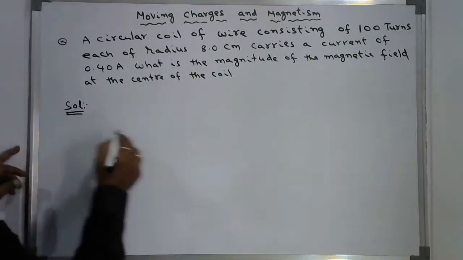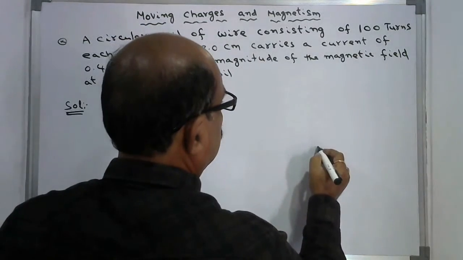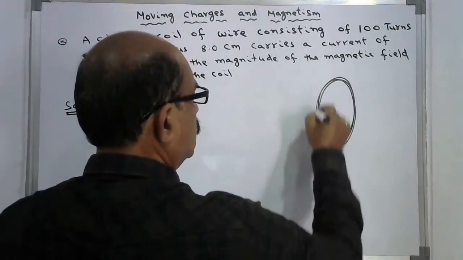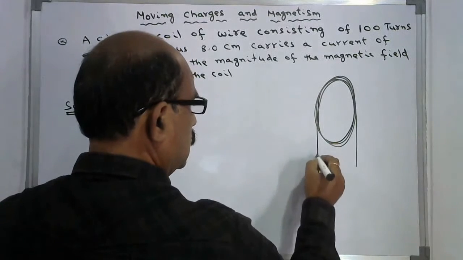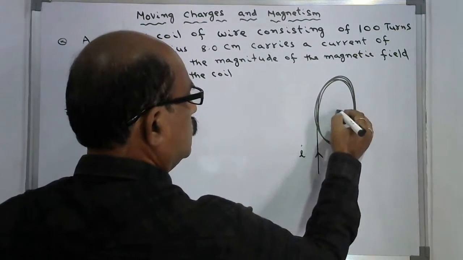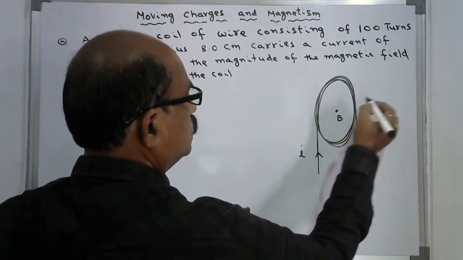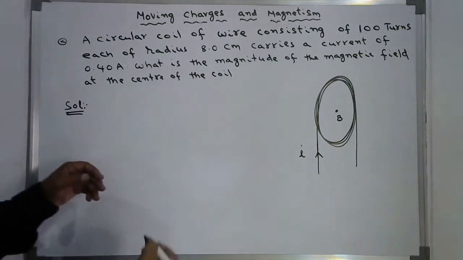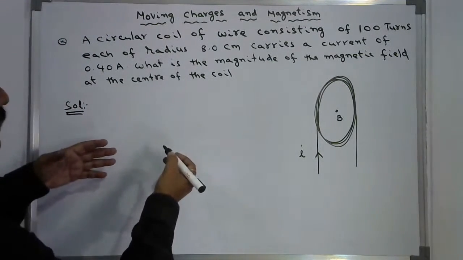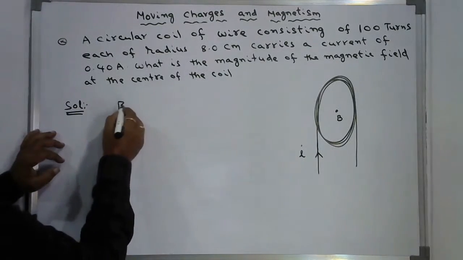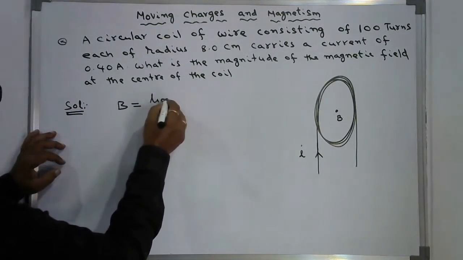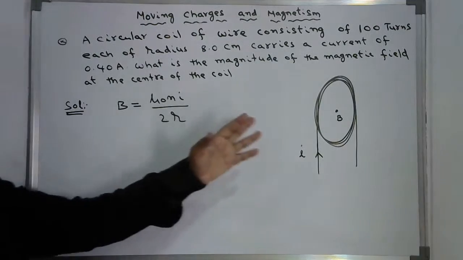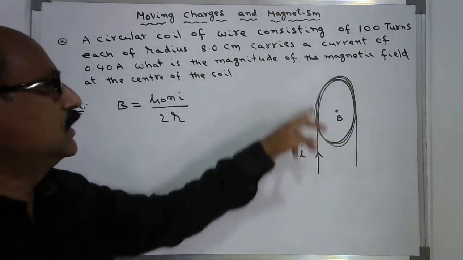Let us solve this problem. Consider there is a coil consisting of some number of turns and a current is passing through it, and you have to find the magnetic field at the center of the coil. So what is the data given here? What is the formula required? B is equal to mu naught N i by 2r. This is the formula to determine the magnetic field at the center of the current carrying coil.